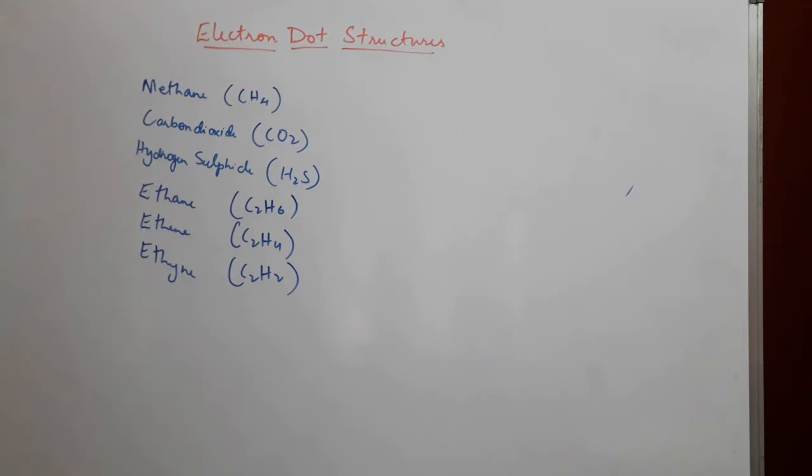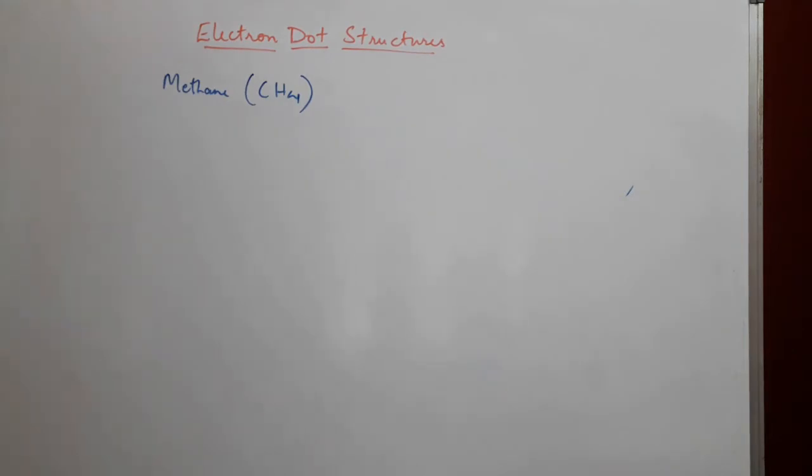Hello students, in this video, based on the covalent bond structure that we have studied in the previous video, the link to which will be in the description box, we will look at the electronic dot structures. Through the electronic dot structure we will look at the covalent bonds formed in methane, carbon dioxide, hydrogen sulfide, ethane, ethene and ethyne. So we'll be focusing mostly on hydrocarbons, that are compounds formed by combining atoms of hydrogen and carbon. Okay, so let's start with methane first.